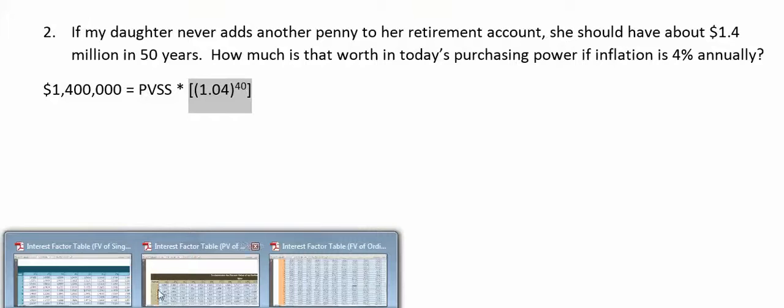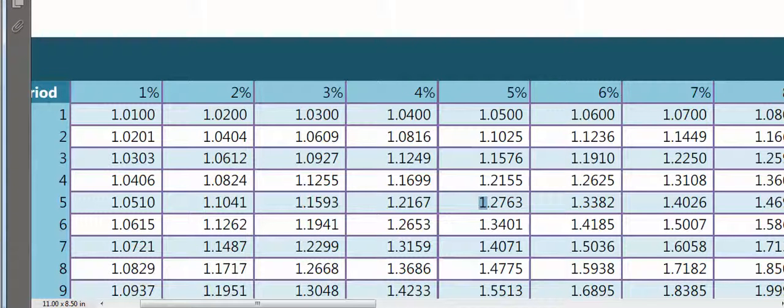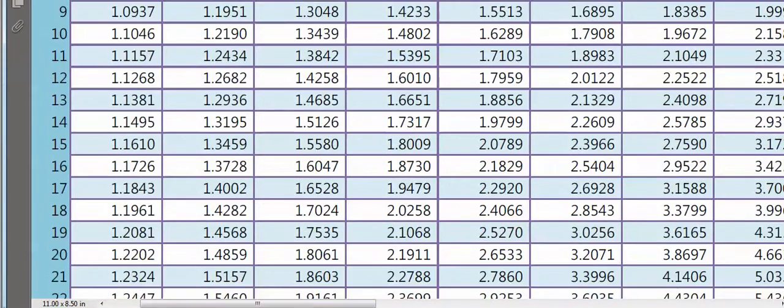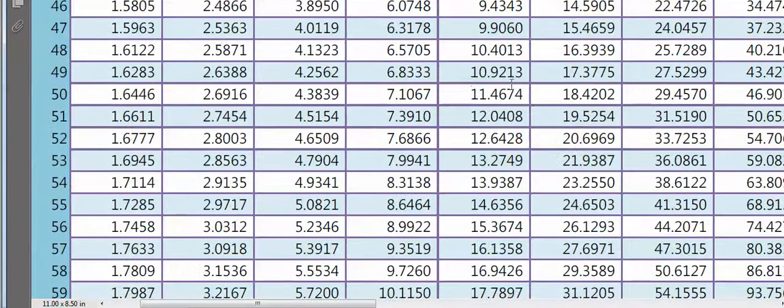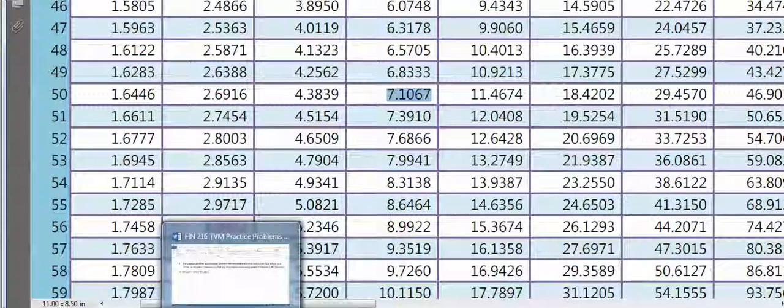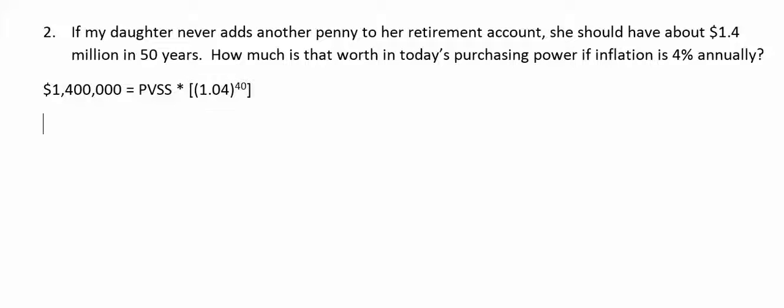So I'm going to pop over to my interest factor table, future value, single sum, 50 years, 4% rate. So here's my 4%, scrolling down to 50. I see 7.1067 is my interest factor. So I'm going to just type that before I forget it, and hopefully I didn't type it wrong. So I'm actually going to copy this down now because 7.1067 is the answer to the area that I'm highlighting right now.